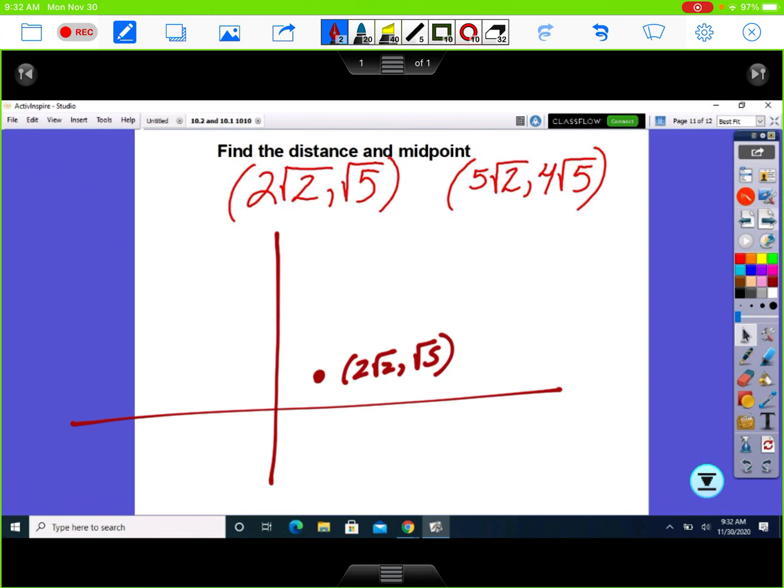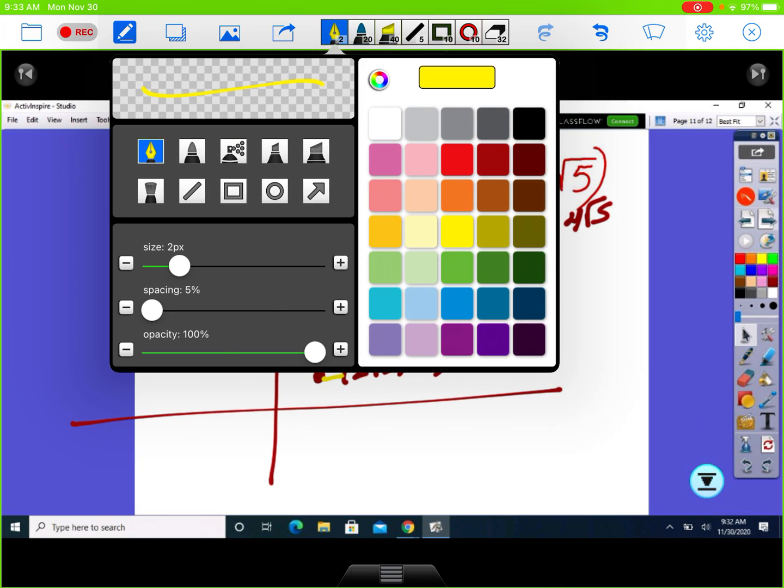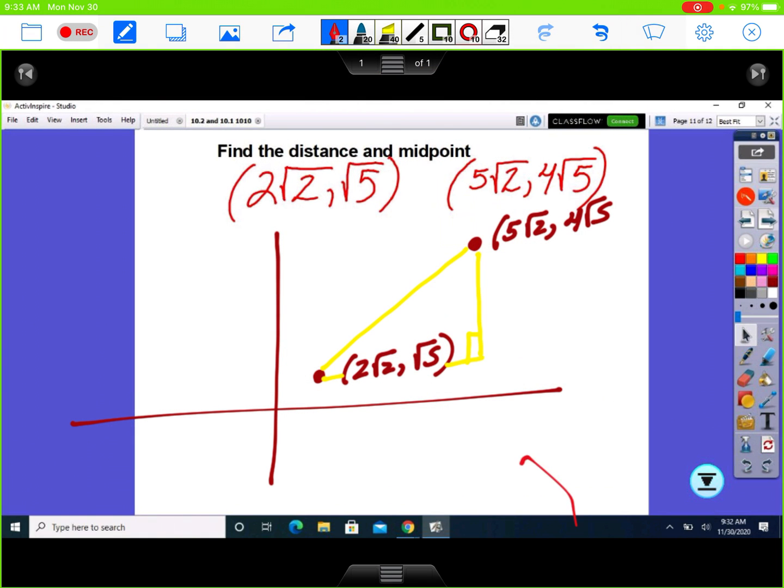I'm then over 5 root 2s. That would be further to the right. Up 4 root 5s, so that would be up higher. 5 root 2s, comma 4 root 5s. Then you're drawing in yourself a right triangle. Thinking distances, look at this x and this x. What's the distance between 2 root 2s and 5 root 2s? How many units? 3 units.